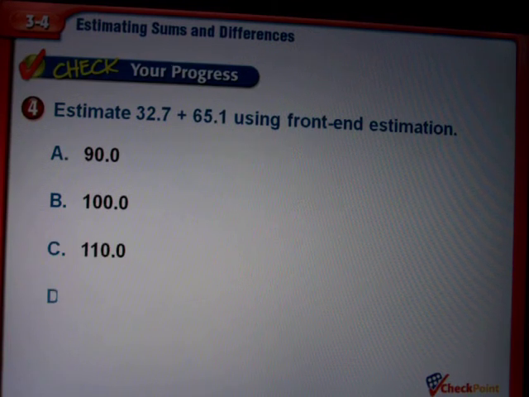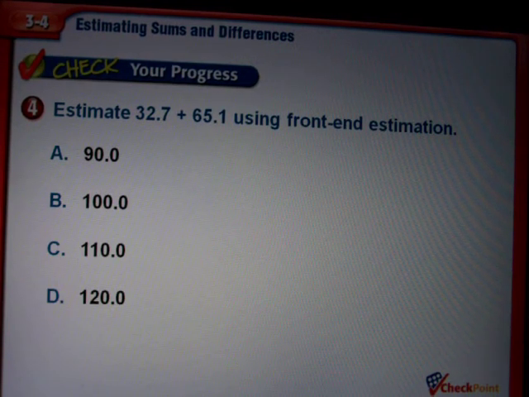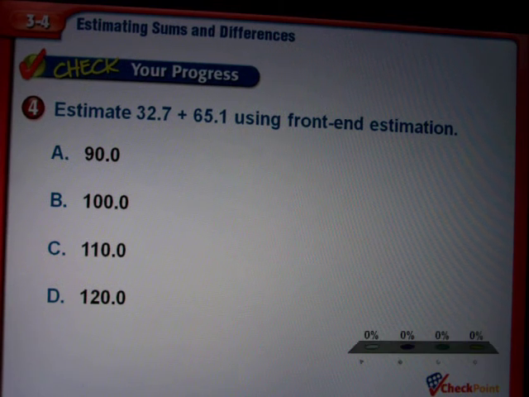So now, estimate 32 and 7/10 plus 65 and 1/10 using front-end estimation. Remember, you're just going to add your tens place together. So 30 plus 60 is 90.